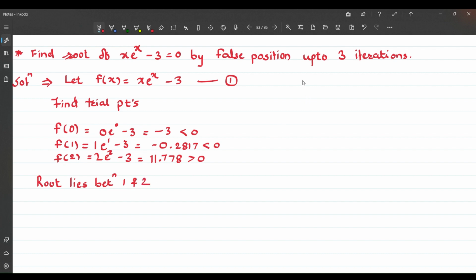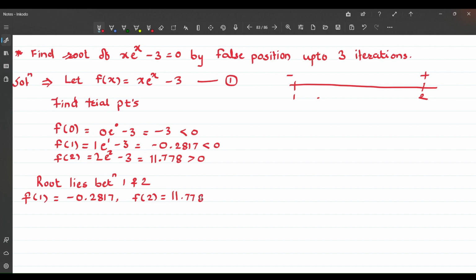So we'll update this line. The trial points are 1 and 2. Of the function values at these points, f of 1 is negative and f of 2 is positive. So we'll write both values over here. f of 1 is equal to minus 0.2817, and f of 2 is 11.778. Okay, these are the two values. Now we'll solve the first iteration.